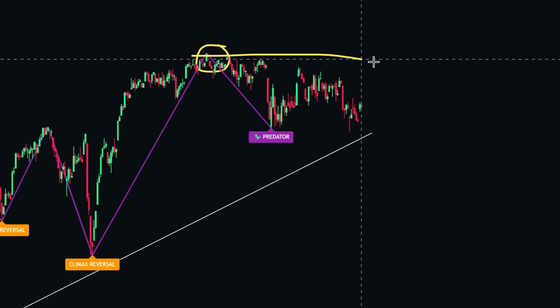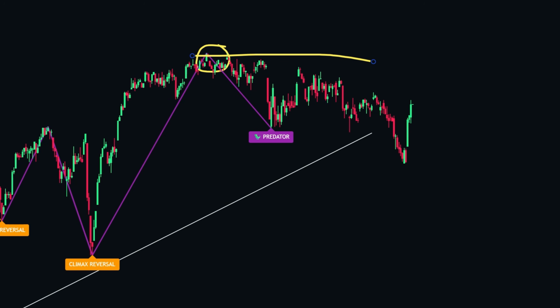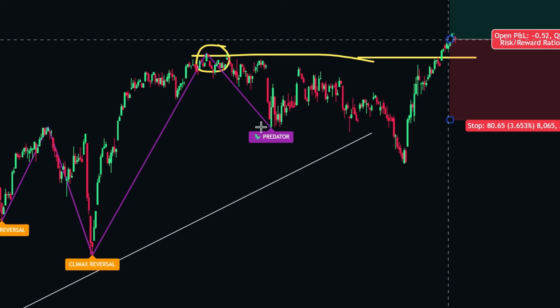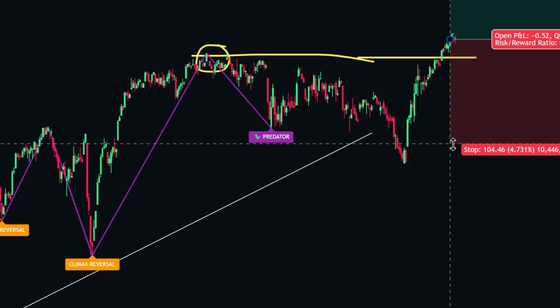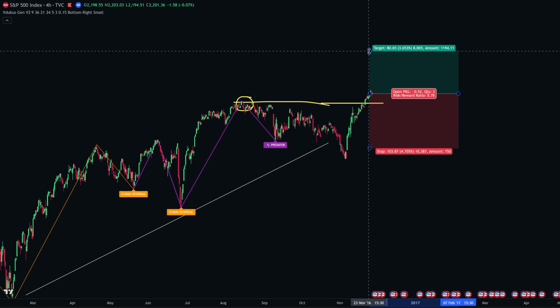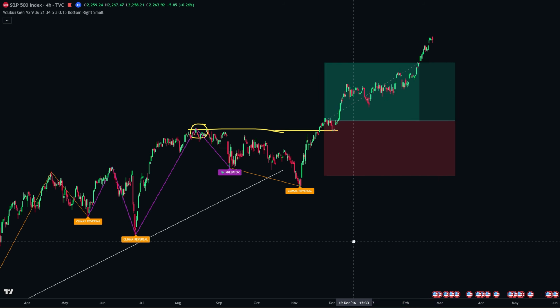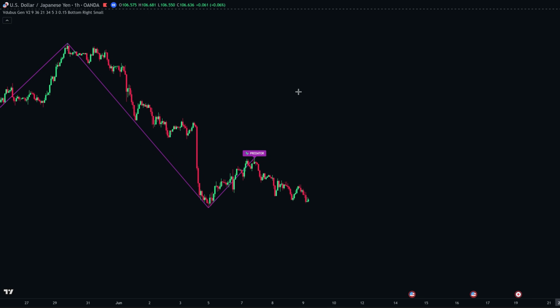Once price clearly breaks above that swing high, you can now consider a buy trade. You enter the long position at the breakout of that swing level. Your stop loss is placed at the predator level. For this setup, you can aim for a 1-to-1 risk-to-reward ratio. If you allow the trade to play out, you can see that price moves in your favor and reaches the profit target. For the sell trade, the process is simply the opposite of the buy trade.